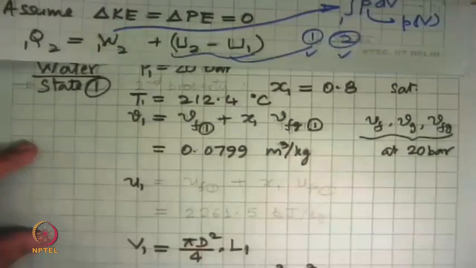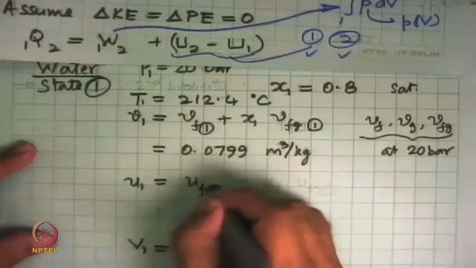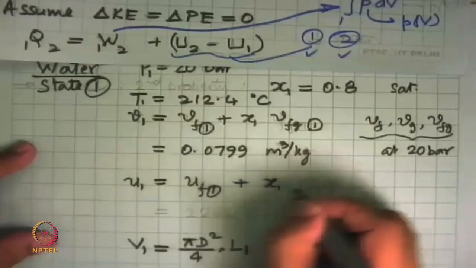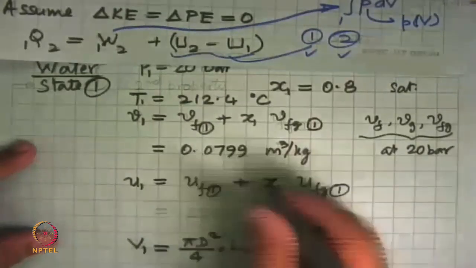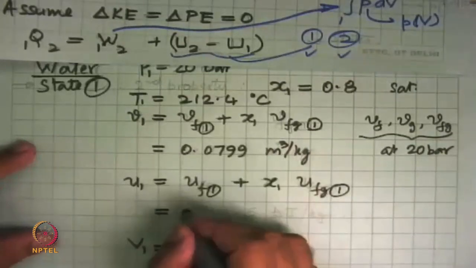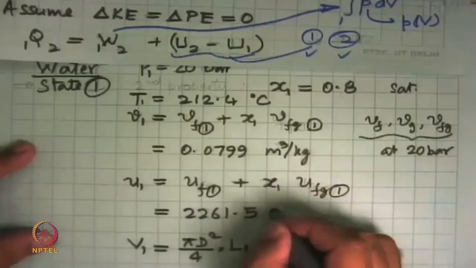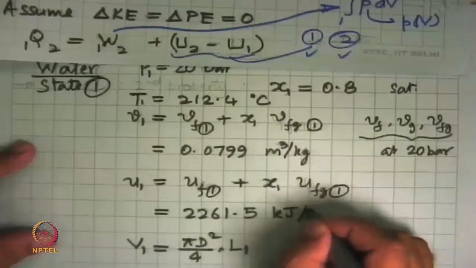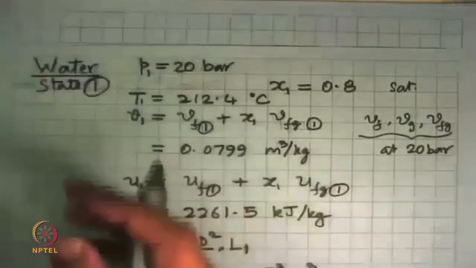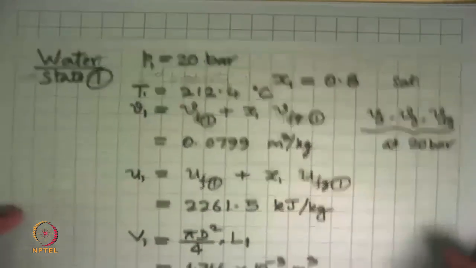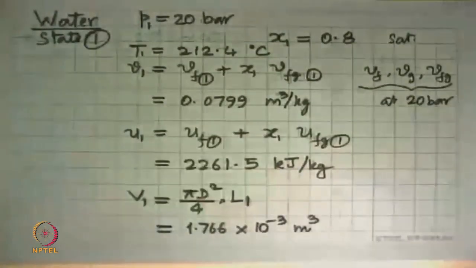Then we will need the specific internal energy, and we do exactly the same type of calculation. This is Uf at state 1 plus X1 times Ufg at state 1, and when we do the complete calculation, this will be 2261.5 kilojoules per kg. Okay, so this is what we got now, V1 also.